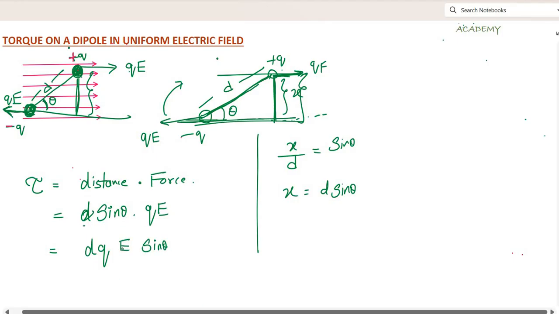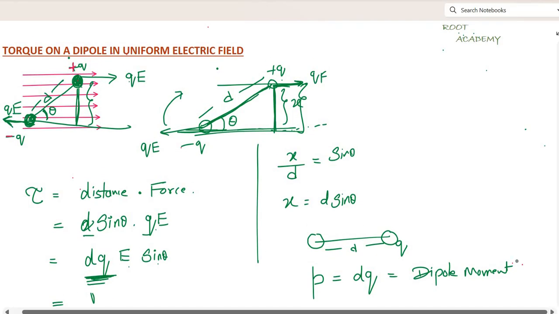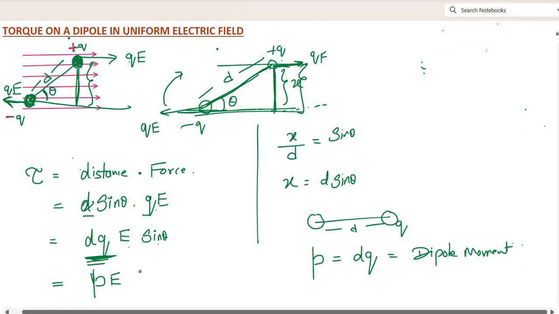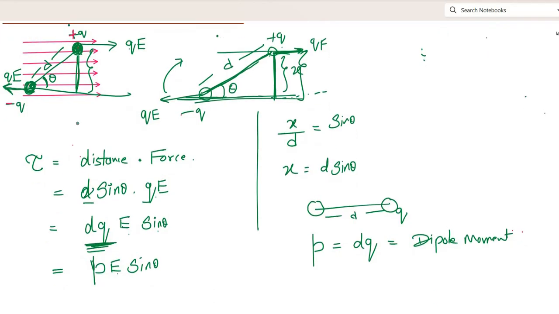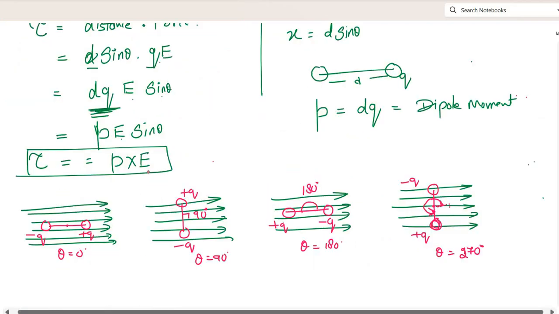Can I write it like this? I am taking d with q, and E and sine theta here. What is dq for a dipole? We learned it in the previous video: the product of a charge q and the distance between them is called P. P is equal to d into q, which is also known as the dipole moment. So this is nothing but P, times E sine theta. And P sine theta E is nothing but the cross product, correct? So the torque experienced by the dipole is torque equals P cross E.